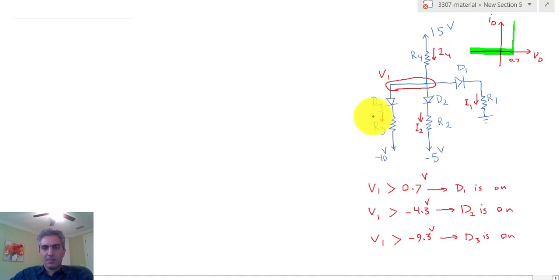So let's do that. So if we set V1 equal to 0.7, then we're right at the edge where D1 is going to turn on, assuming that I1 is equal to 0. So I1 equal to 0, but V1 is 0.7. And that means that D1 is about to turn on. And with that, we're going to write these equations.